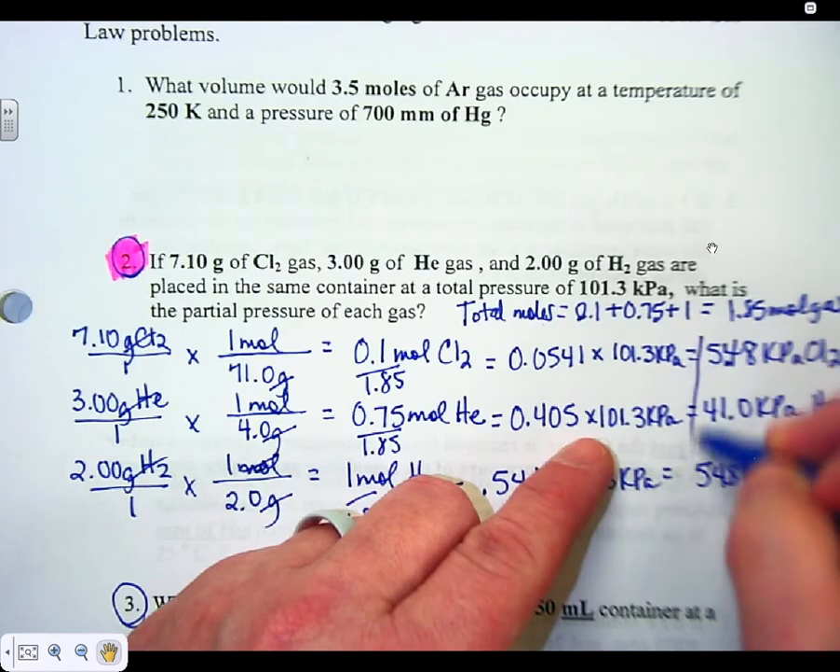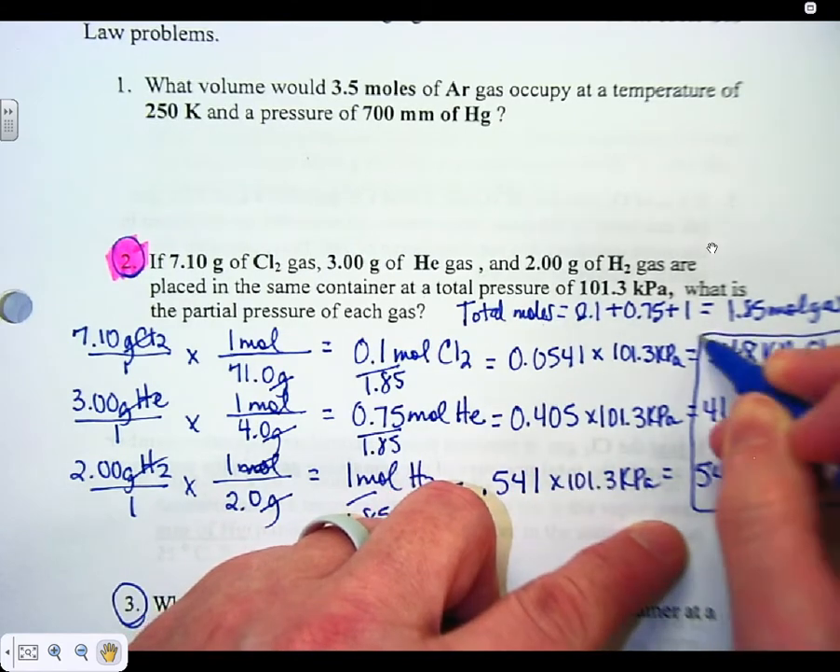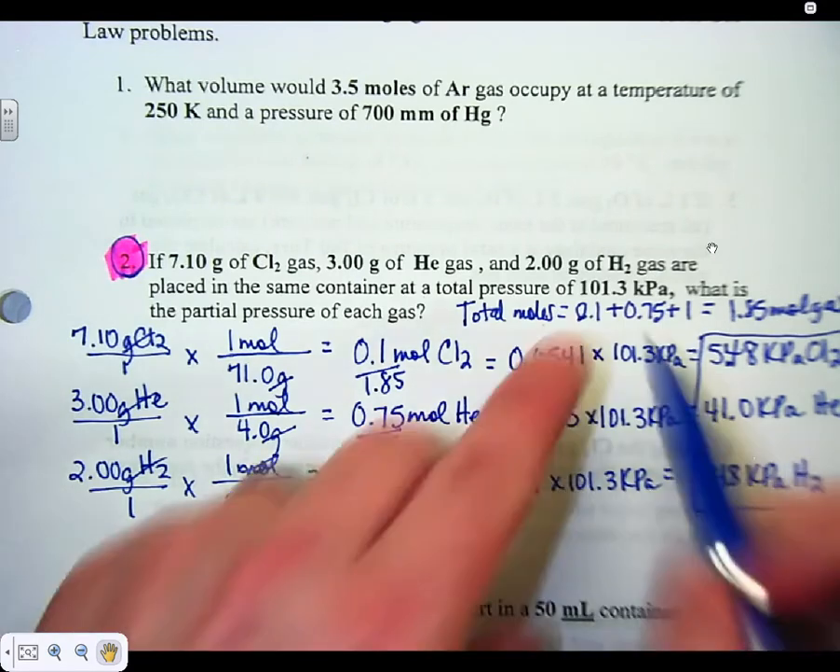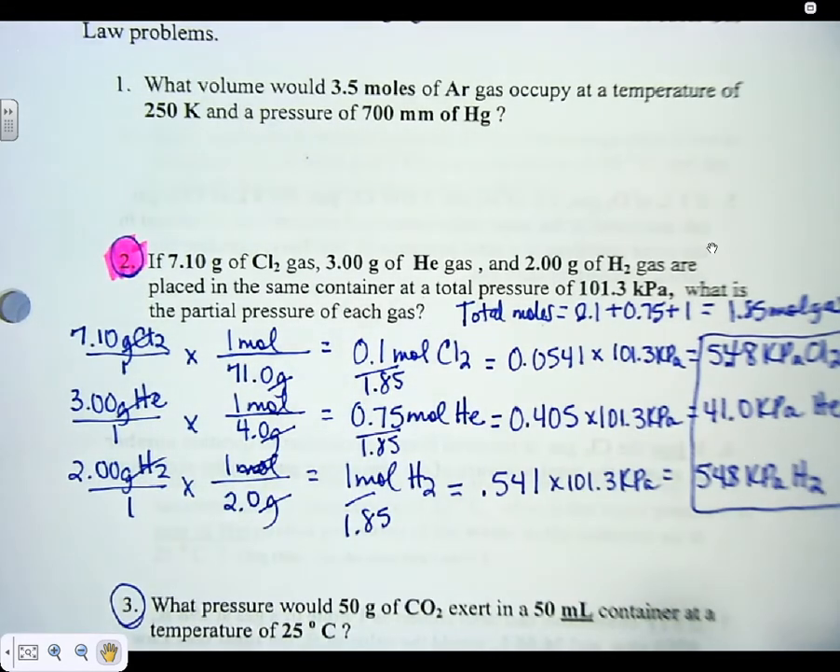So these are the partial pressures for each one of those gases. And then to check ourselves, we can add all these up to make sure they add up to 101.3 or somewhere very close. 5.48 plus 41 plus 54.8 gives me 101.28, which is 101.3.